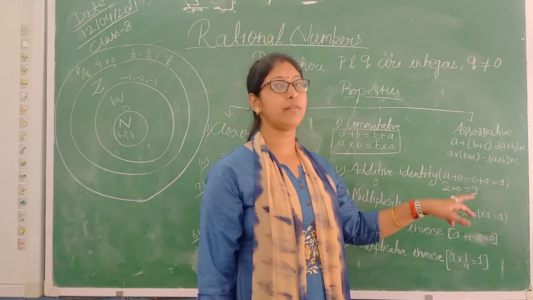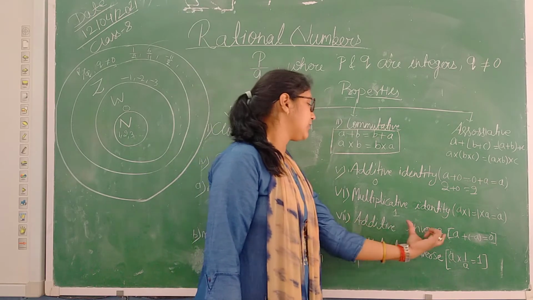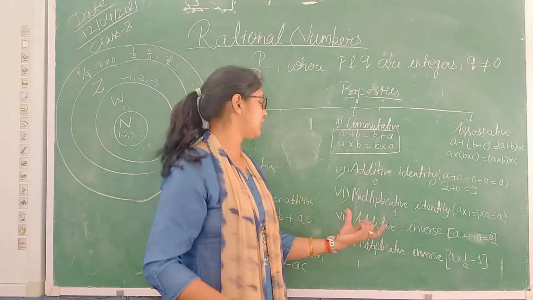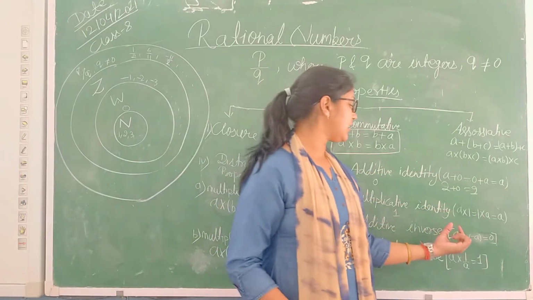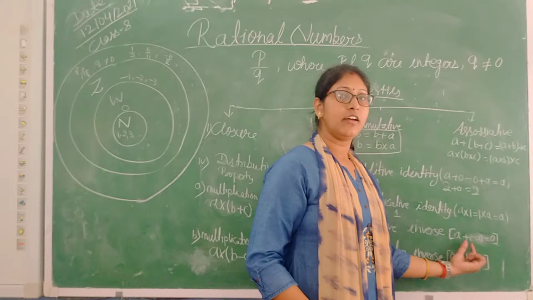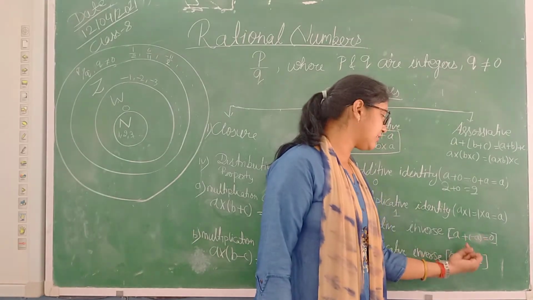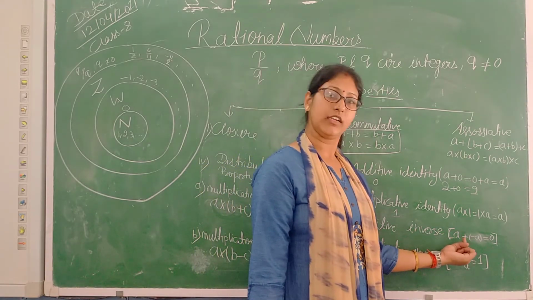Next is the additive inverse. Inverse means opposite or reciprocal. The additive inverse means the inverse or opposite of addition, which is subtraction. Suppose we have a number a, and when we add minus of this number, we get 0. Then this negative number is said to be the additive inverse of the positive number a.